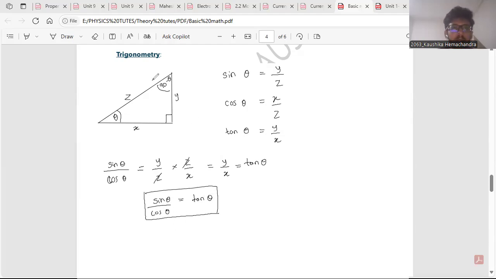Then now we have another angle called sine 90 minus theta. Not just sine, but 90 minus theta. So what is sine 90 minus theta? The sine value of that angle.